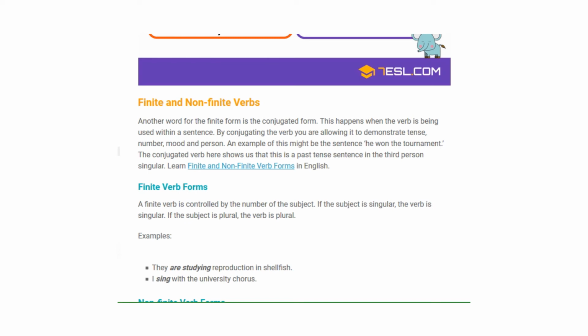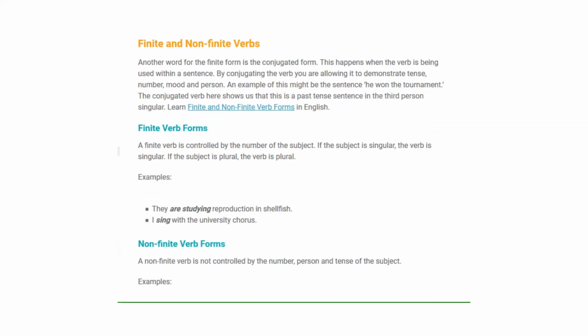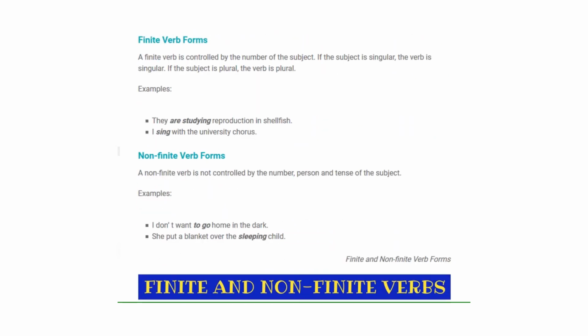So, finite verb forms. A finite verb is controlled by the number of the subject. If the subject is singular, the verb is singular. If the subject is plural, the verb is plural. Examples: they are studying reproduction in shellfish. I sing with the university course.